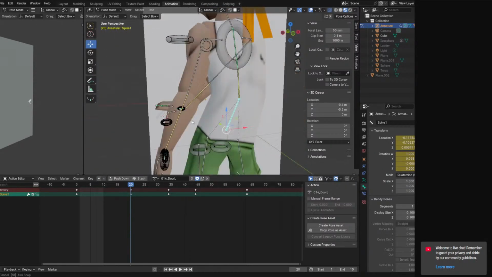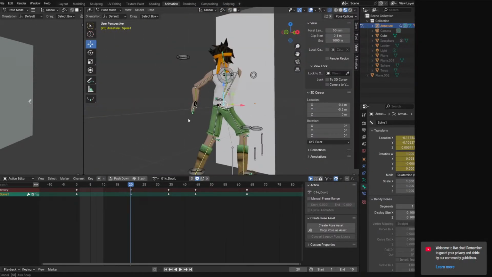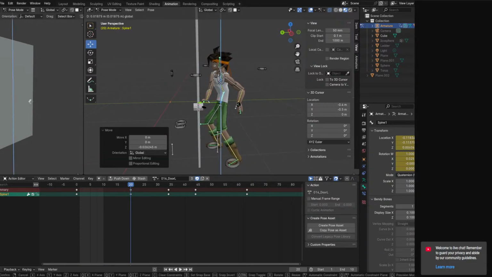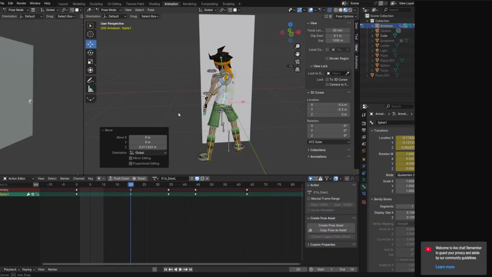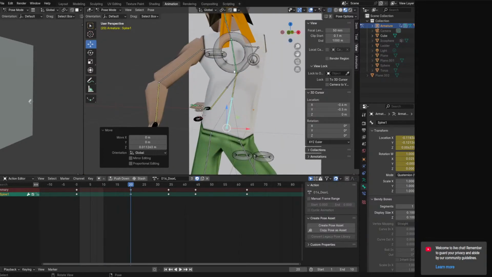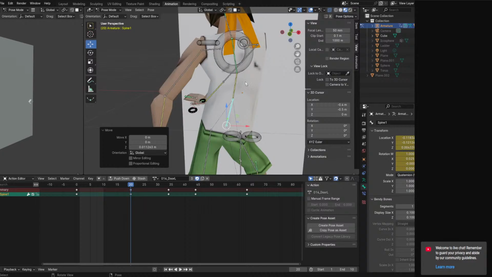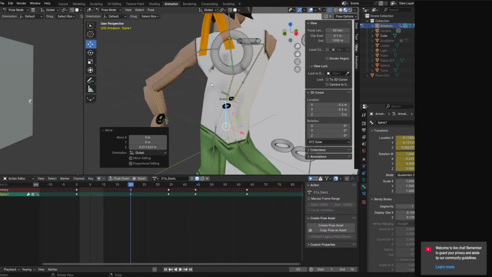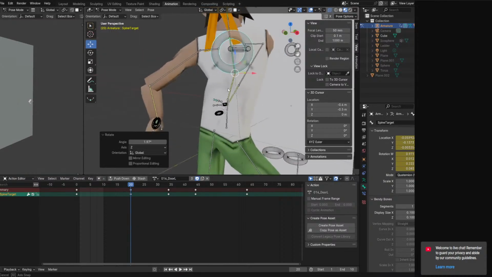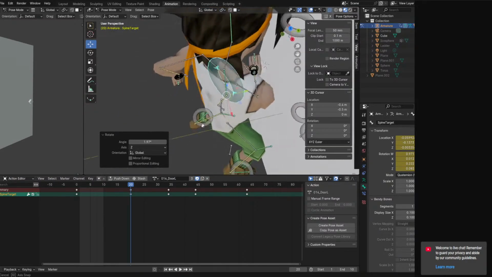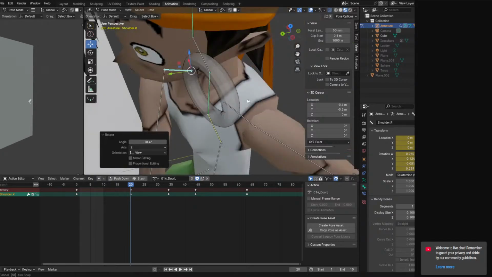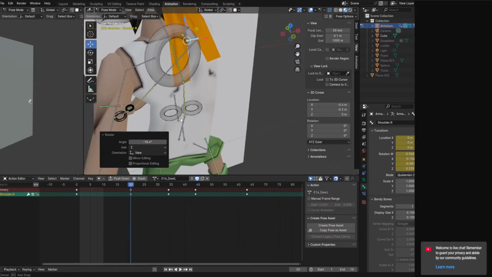Okay, so that's a very awkward pose. Not in the sense that it's suggestive or anything. It's not. It's just his torso is all contorted. Let's grab his shoulder. Right down.